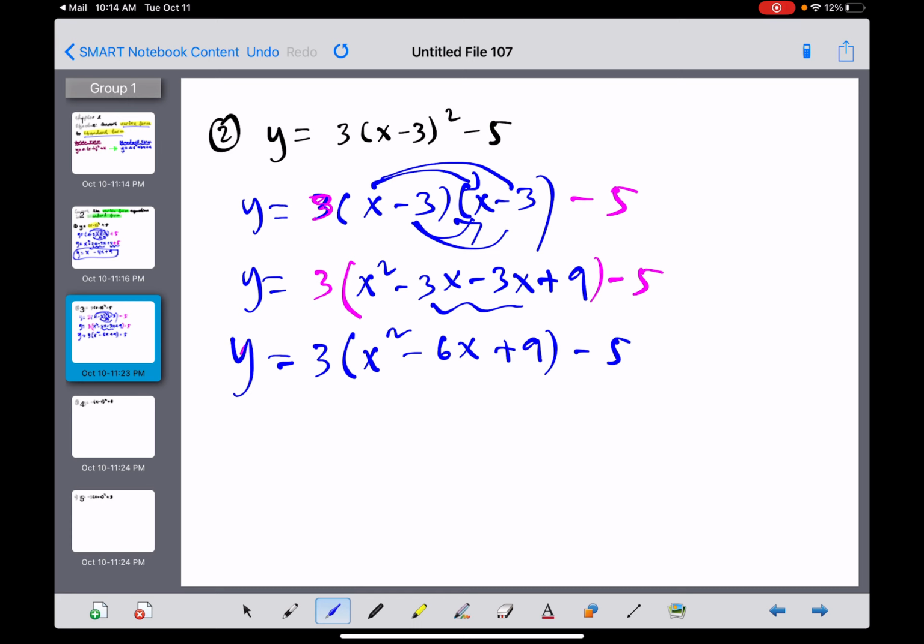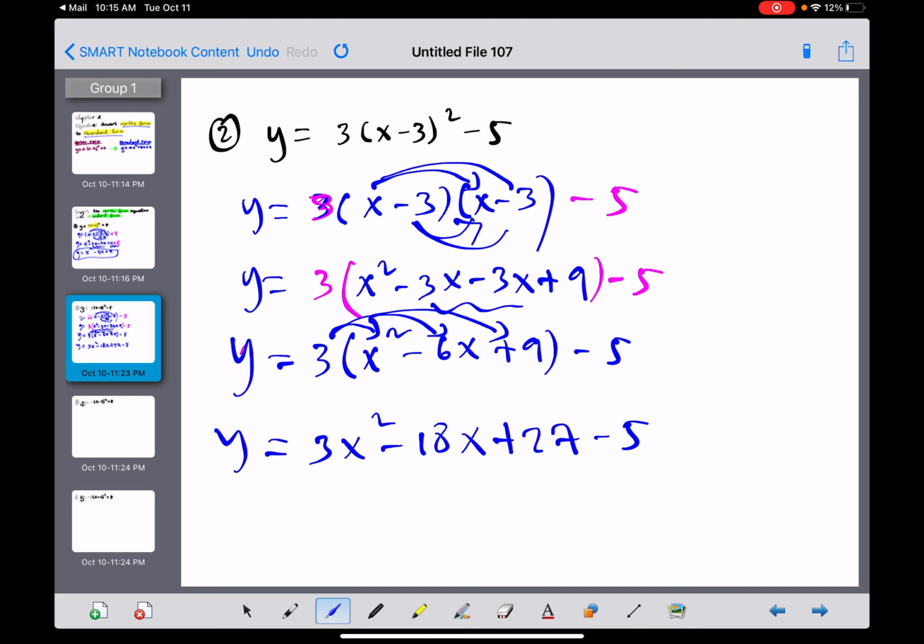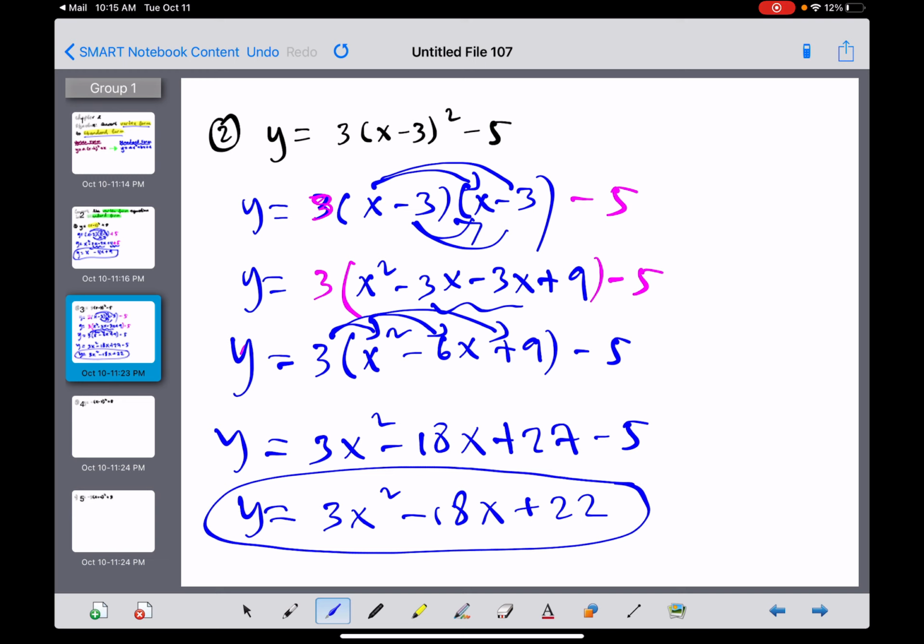Now the next step is we're going to multiply the 3 into the parenthesis, okay? So we have 3x squared minus 18x plus 27, and bring down the negative 5. So my answer is 3x squared minus 18x, 27 minus 5 is positive 22. And right there, that is your standard form. Okay, let's move on to the next problem.